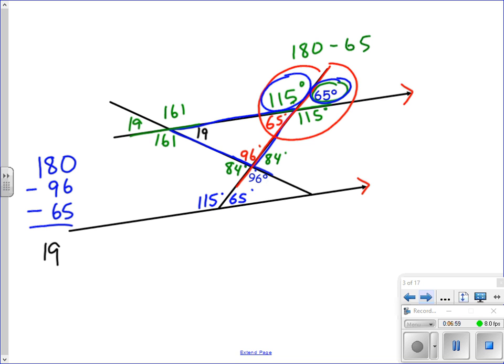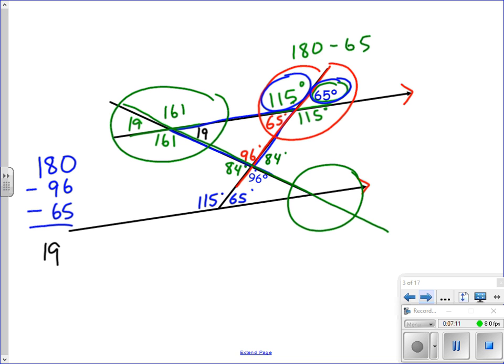The exact same thing happens with this line, which I'm going to draw in green. These angles up here are going to be the same as these angles down here. So this has got to be 161, 161, and 19, and 19.